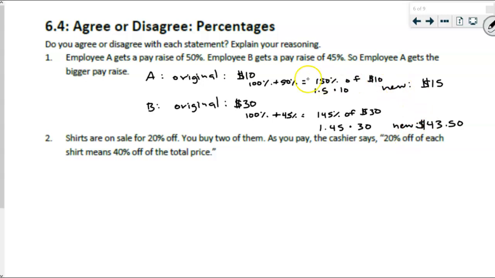So how big was the pay raise for employee A? How much was the raise? That's $5, yeah. And what was the raise here for employee B? That was a $13.50 raise. Okay. Grant, what are your thoughts or your comments that you were going to share with us?